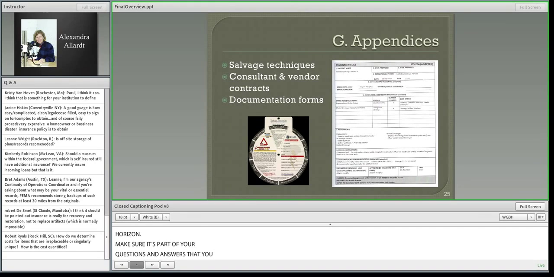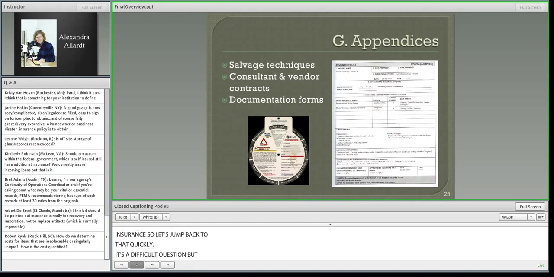Perfect. We have another follow-up question about insurance, so let's jump back to that really quickly. It's a difficult question, but it's come up in the past. Robert is curious, out of South Carolina, how do we determine costs for items that are not replaceable or are unique? How is the cost quantified for those objects?